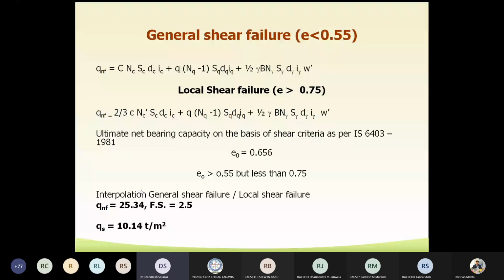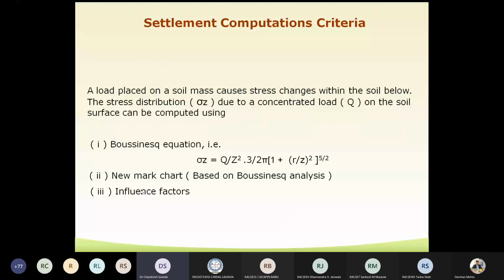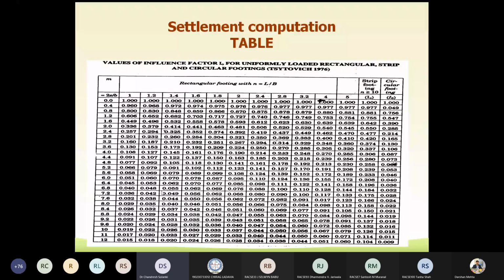The settlement part of the foundation consists of the stress distribution. You may apply any of the methods, either the Boussinesq method, Newmark's chart, or influence factor. The influence factor is used in our problem, where N is equal to L by B and M is equal to 2Z by B, where Z is the center of the clay stratum from the foundation level.